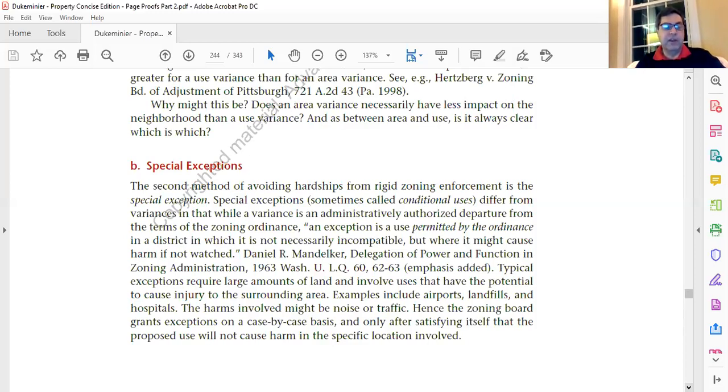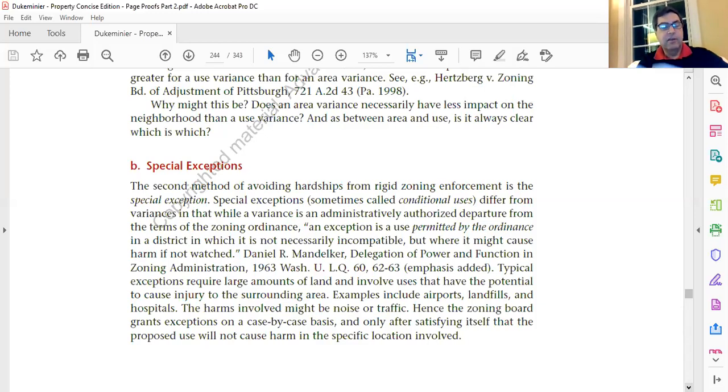Neighbors might be affected by noise or traffic, and so you need to get a special exception or a conditional use permit in order to build one of those under many ordinances, so that the Board of Adjustment can take a close look at your plans and make sure that they are designed to minimize harm to neighbors.